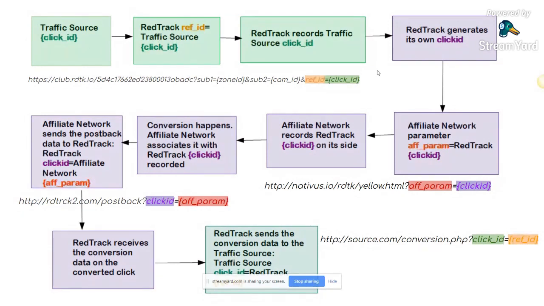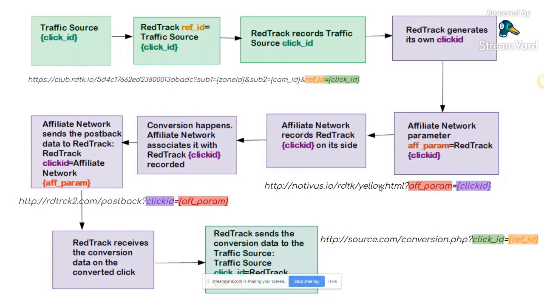Then after the visitor clicks on your link and we have recorded the click ID by the traffic source, we also generate our own unique click ID for this click on this step. Then you need to send this second click ID generated here by RedTrack to your affiliate network. To do that, you need to put the RedTrack click parameter to the offer URL under the affiliate network empty parameter. In our example, affiliate network empty parameter is fparam, and it should equal click ID.